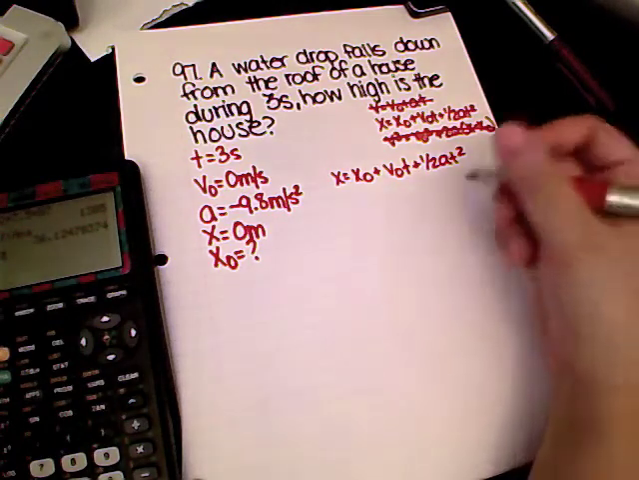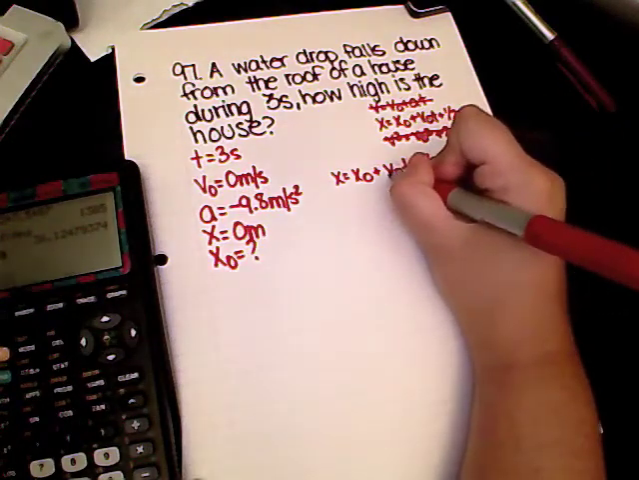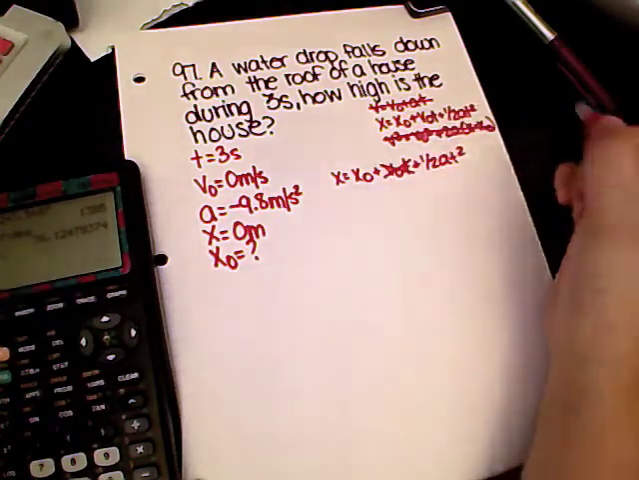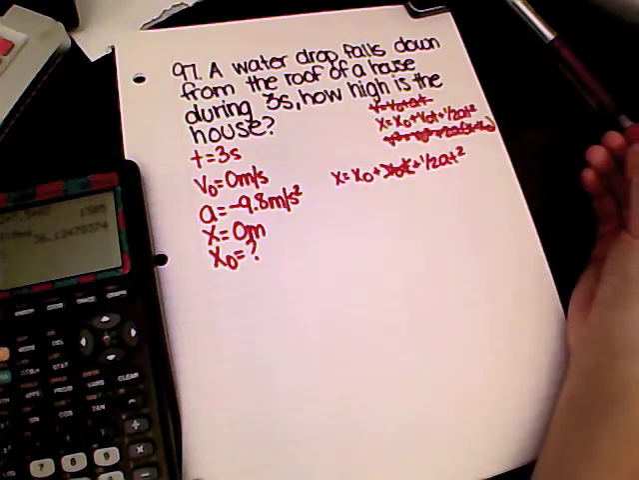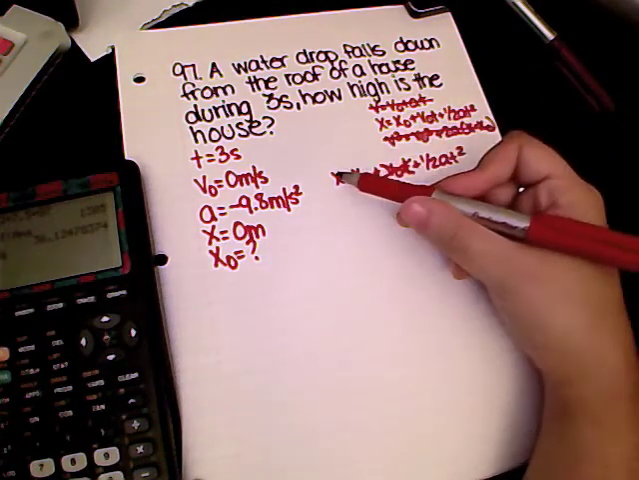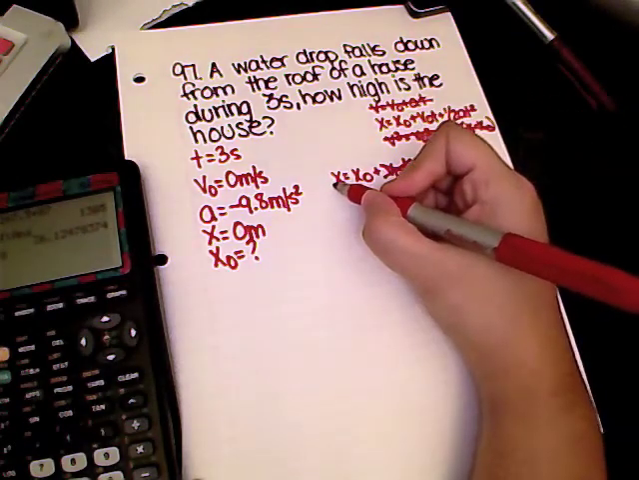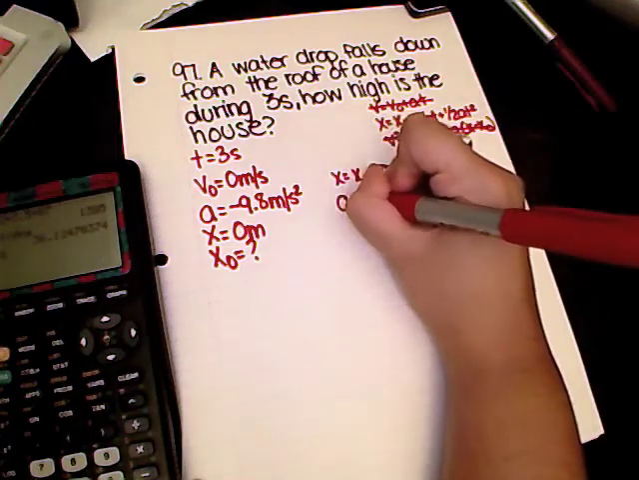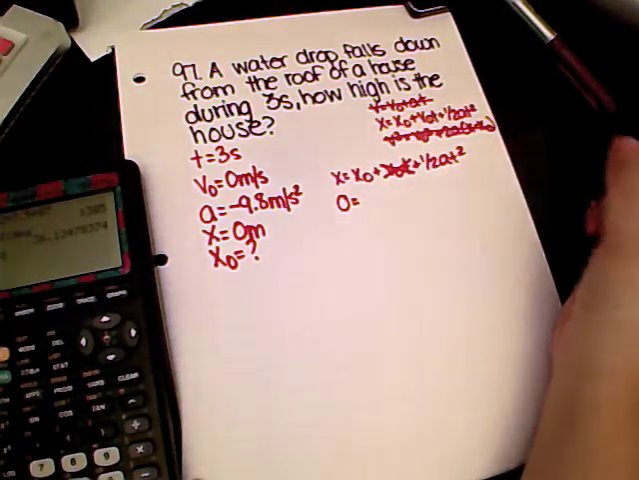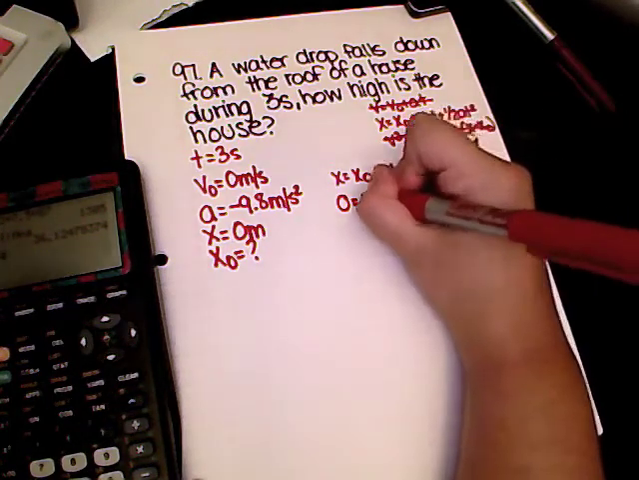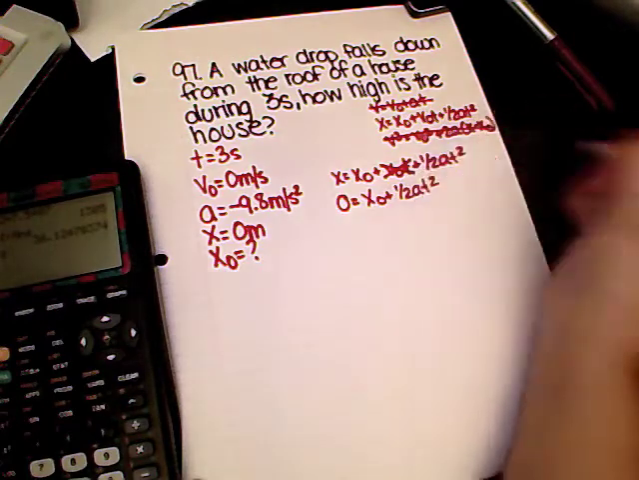Next step, we know we have to cancel out things that are 0. So our v naught is 0, which means we cancel out the whole v naught t. Because remember, 0 times any number is going to give you 0. So you don't need any of that. We also know that our x is 0. Now, we want to cancel this out, but what I like to do is just replace it with a 0, because otherwise you're not going to have anything on that side of the equation. So now you've got 0 equals x naught plus 1/2 at squared.